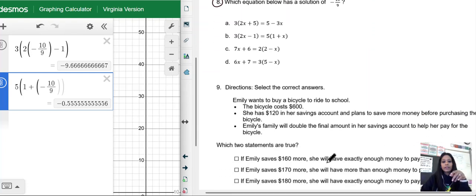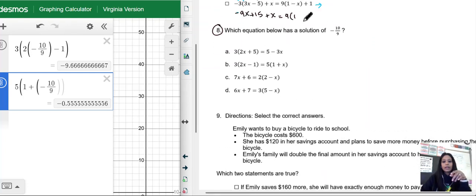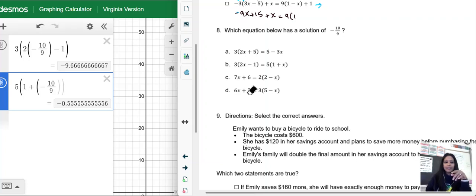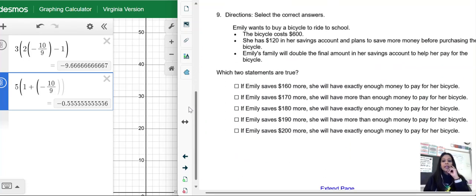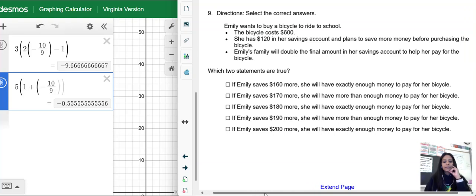All right, I'll move on from that one. I don't know why I marked that. The answer is A. Okay. All right, this question.